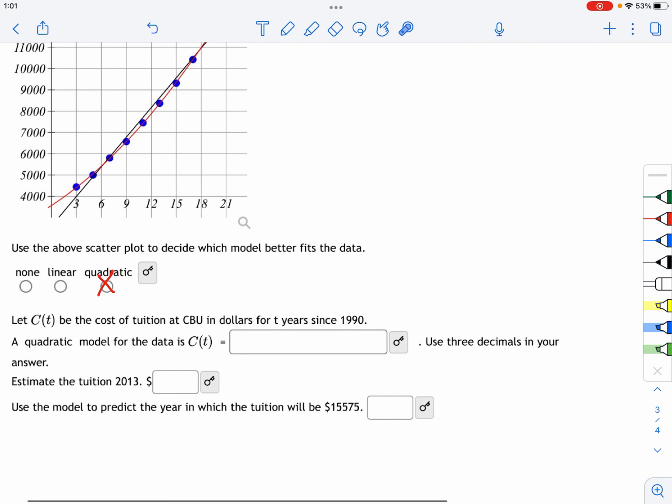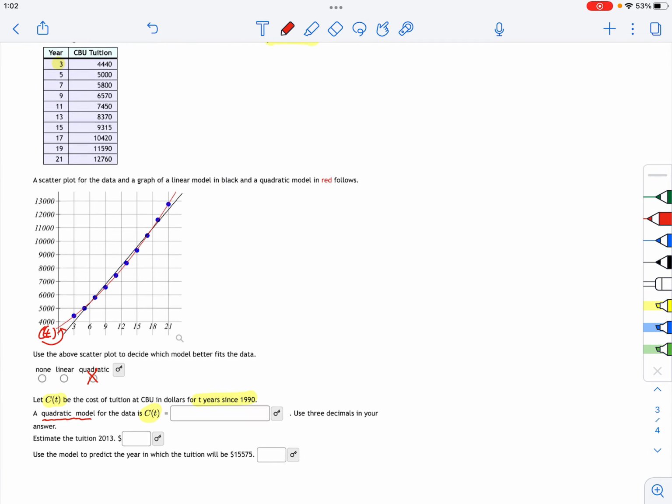Now, we're going to let C of t be the cost of tuition. That's our function there, the cost of the tuition in t years since 1990, and we want to get a quadratic model. A model is just an equation. That's what we're looking for. We're looking for an equation of this curve, so this is C of t there. What is that equation that makes that graph? Well, we got to do some regression.